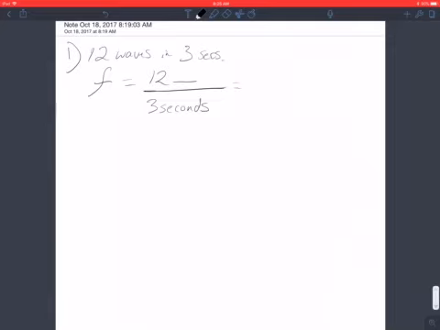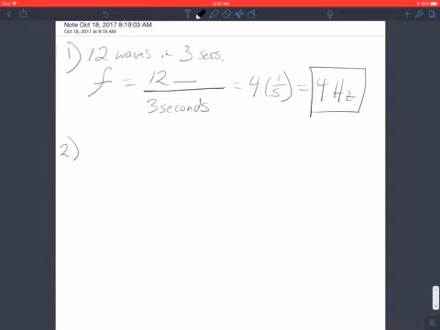So that gives us 12 divided by 3, which is 4. Now our units would be 1 over seconds, because there's no unit on top, which is called a hertz. So it's 4 hertz. And that is our answer to our first one.